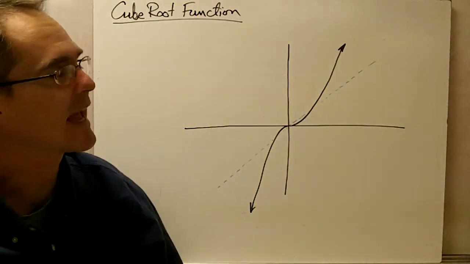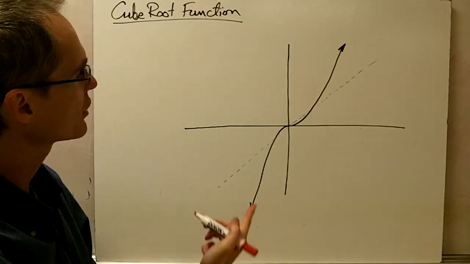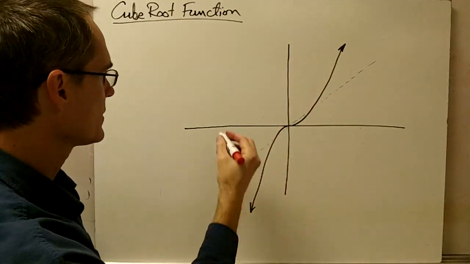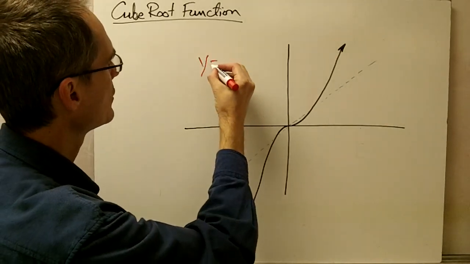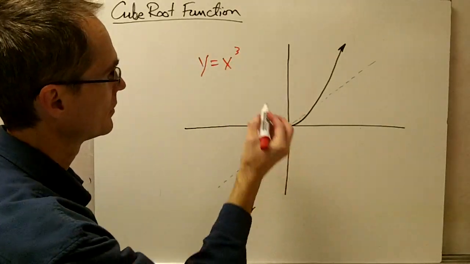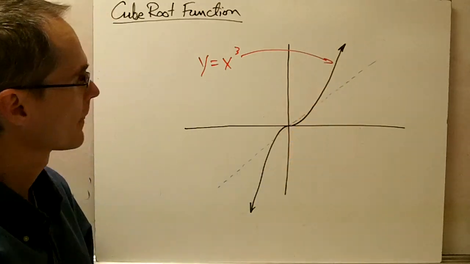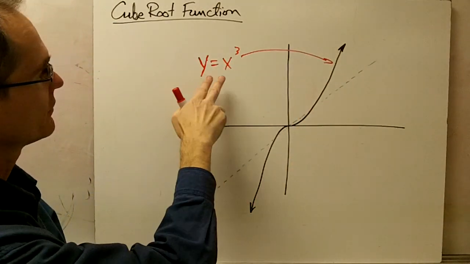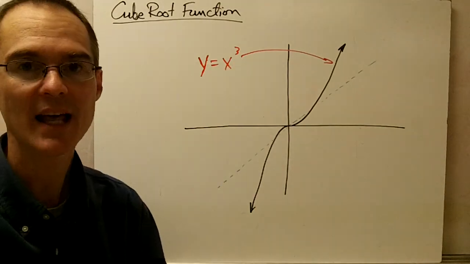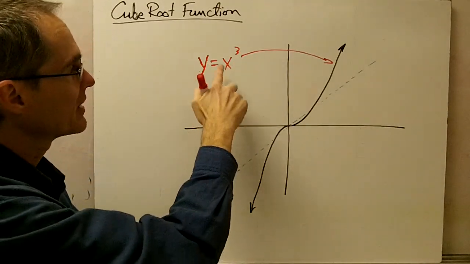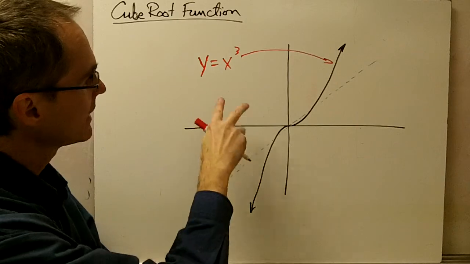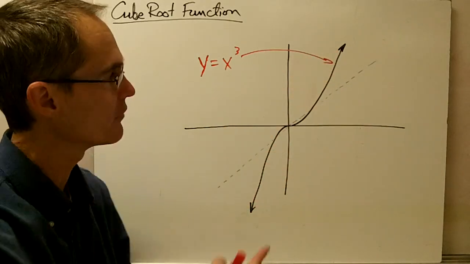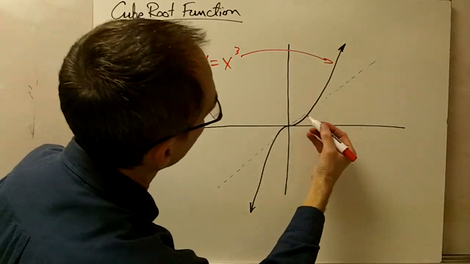All right, now let's take a look at the cube root function. And again, we're going to do the same thing that we did before. This function here is the function y equals x cubed. And in order to get the cube root function, if I have x cubed and I take the inverse of that, then I'm going to get the cube root. And in order to take the inverse of it graphically, once again, I'm going to reflect it over this line y equals x. So let's do that.